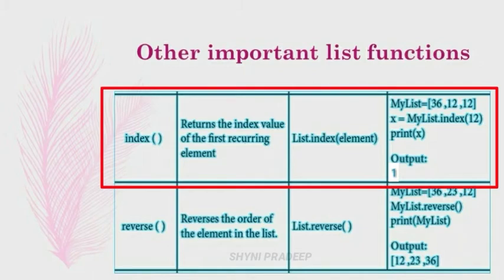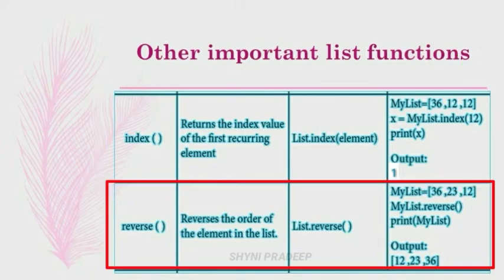Index means index value. My list is equal to 36, 12, 12. 36 is a value. Its index position is what? 0. And next 1, next 2. The index value of the first 12 is 1, the second 12 is 2. So two 12s are there. You have to take the index value of the first recurring element. So you have to take the first 12. What is the index value of the first 12? 1. So 1 will be printed on the output screen.